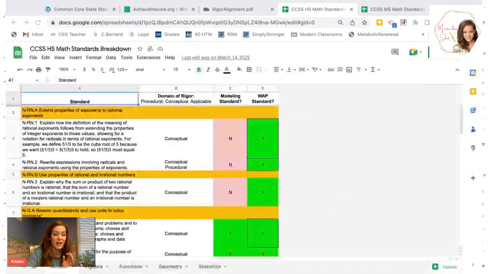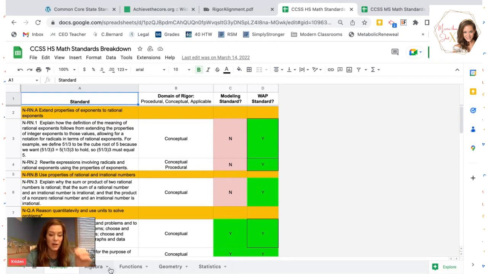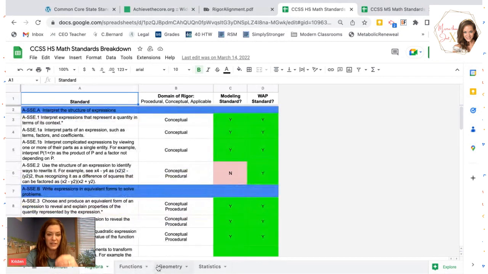So if you haven't before grabbed my Common Core State Standard High School and Middle School Standards breakdown, I'm here to show you just how quick and easy it is to look at. I've got everything here laid out by number, algebra, functions, geometry, statistics. It gives you the exact standard for the Common Core.